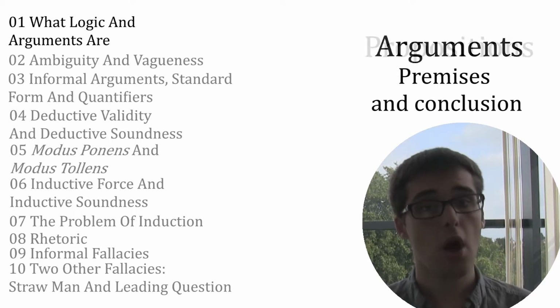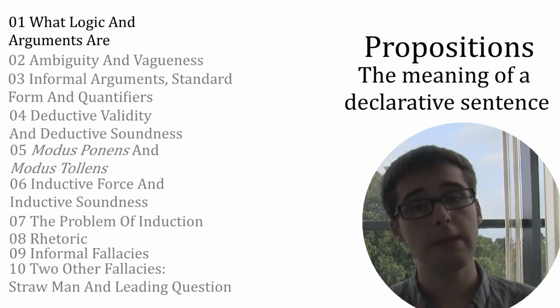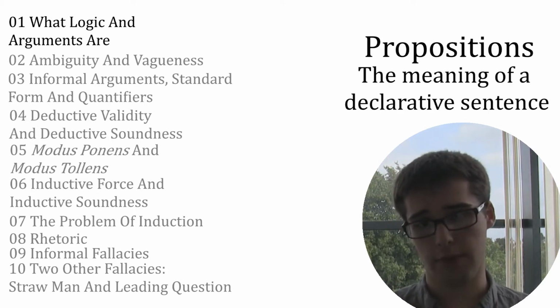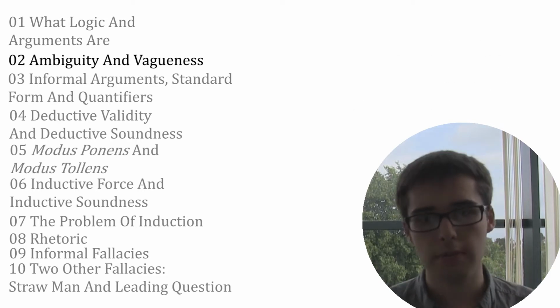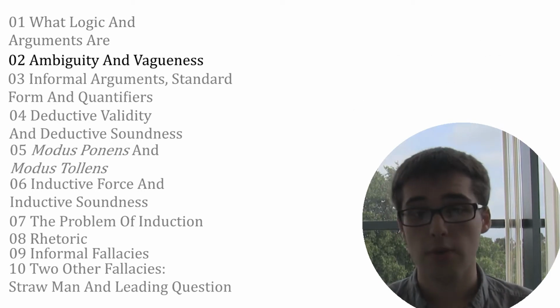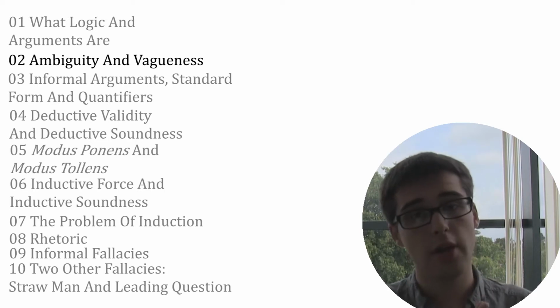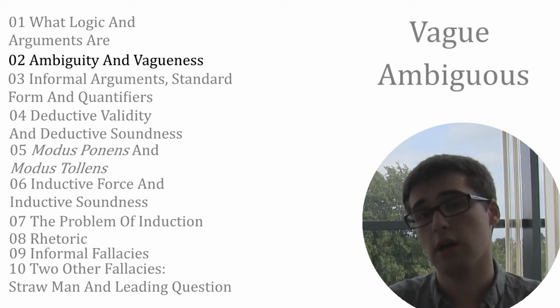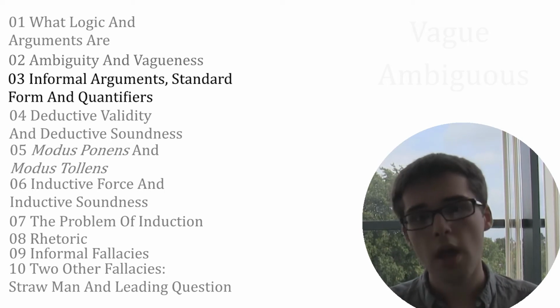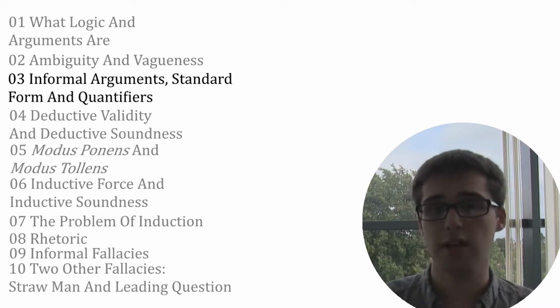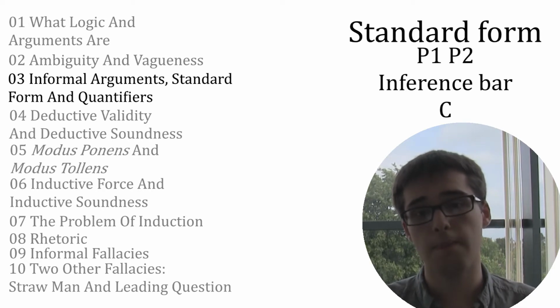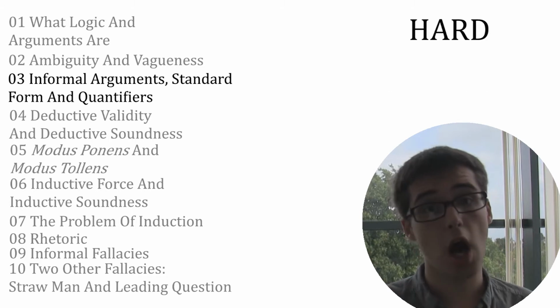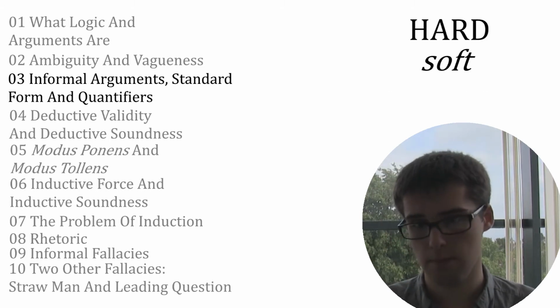Premises and conclusions are propositions, that is, the meaning of a sentence which declares something. And to avoid multiple meanings, we must make sure that when we argue, our sentences are neither vague nor ambiguous, as I explained in the second video. In the third video, I showed you how to write informal arguments in standard form. I also explained the difference between hard and soft quantifiers.